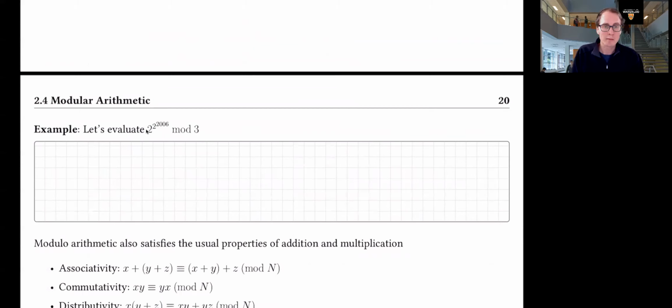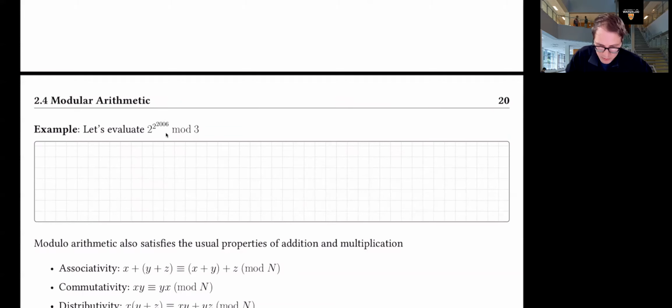So here is a number that's absolutely enormous, 2 to the power of 2 to the power of 2006. You could never calculate it and then take mod 3. But we don't have to, because we know the result is either a 0, a 1, or a 2. Those are the only options when you're taking modulo 3. And so we can use this same trick to simplify this.